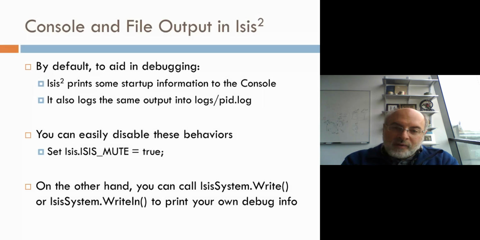So again, I want to just remind you that you can suppress all the console and file output if you want to by setting isis.isismute to be true, or passing the environment variable isismute by using bash in Linux and saying bash export isis_mute equals true, or you can just say set isis_mute equals true if you're working in Windows like I am. But I actually find it convenient to have these log files around.